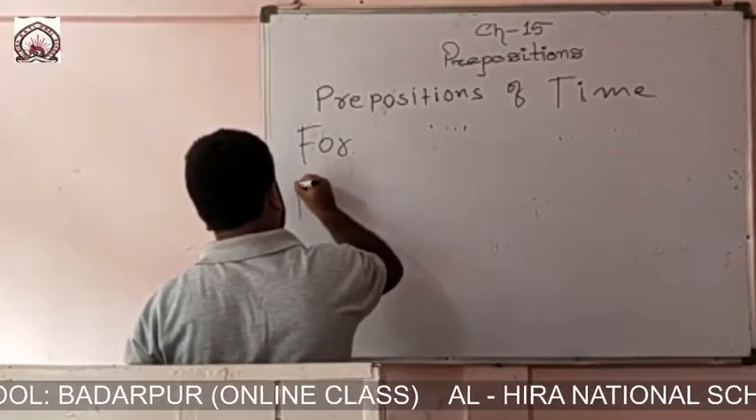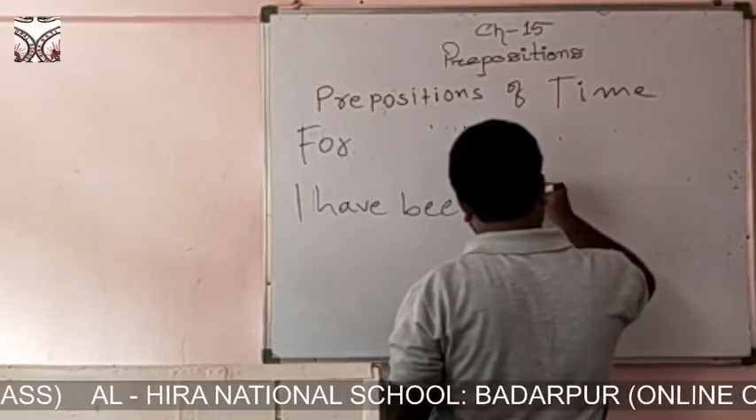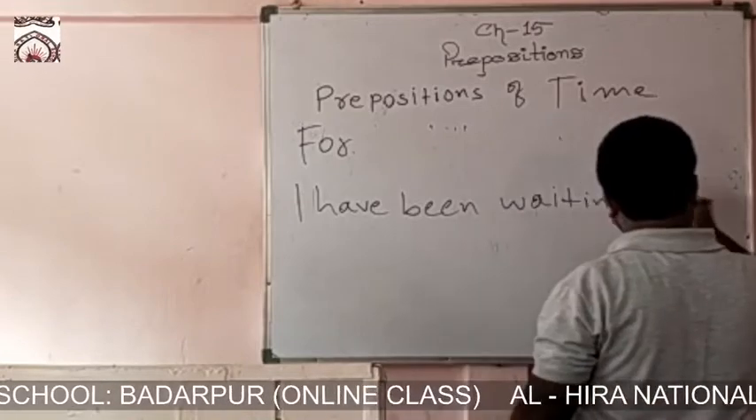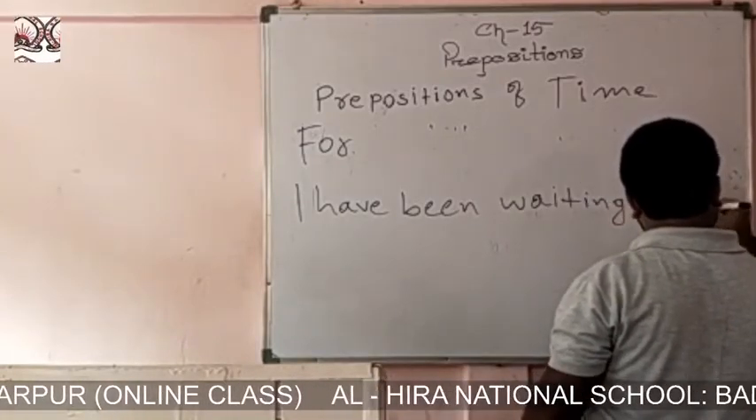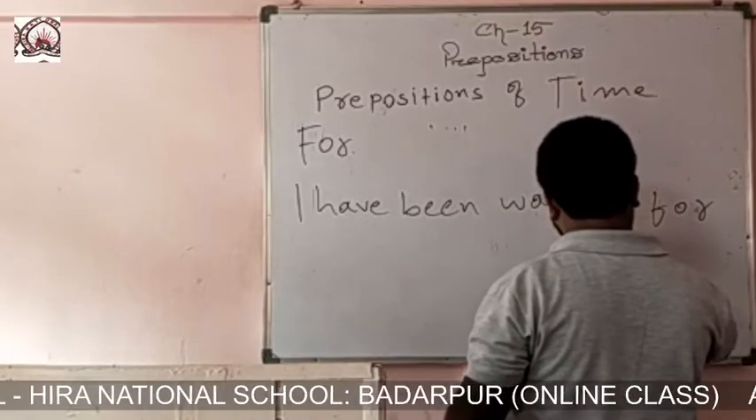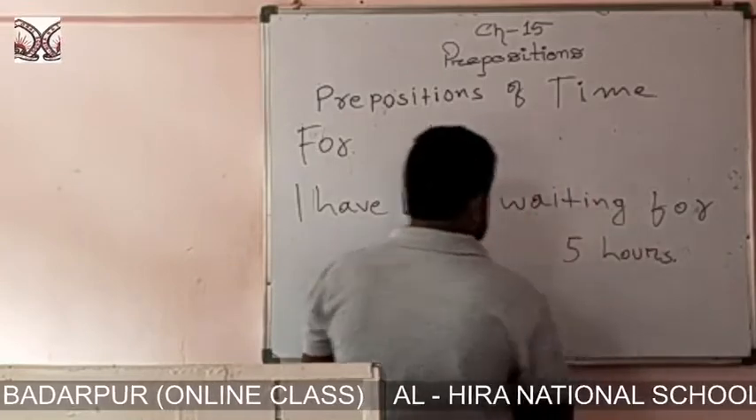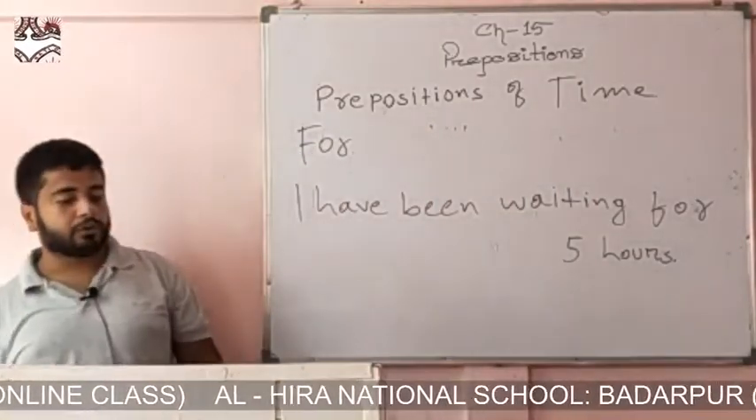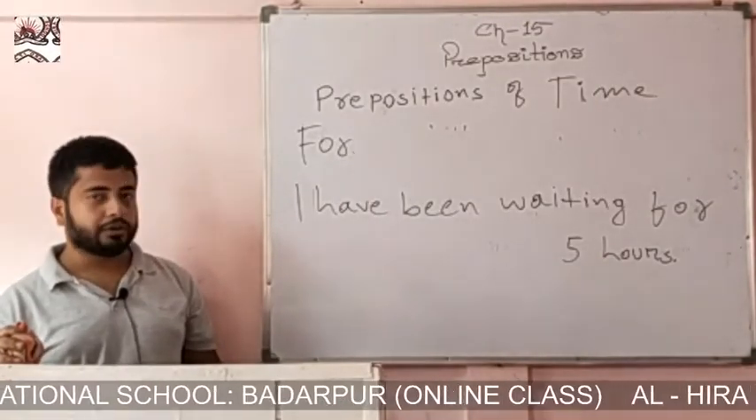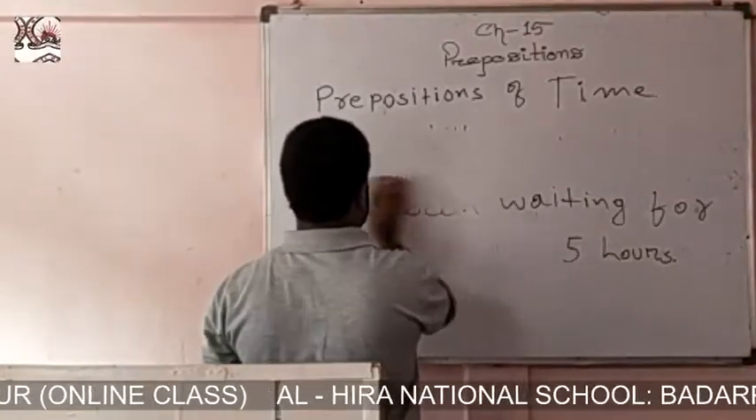I have been waiting for 5 hours. HOURS. So I hope you have understood where to use for. Now the next preposition is during. Where to use during? It indicates a period of time.